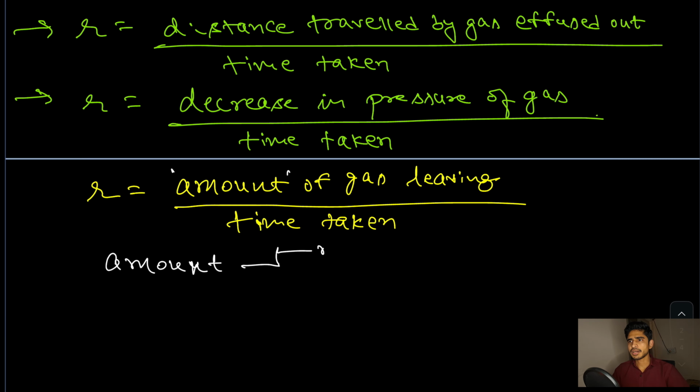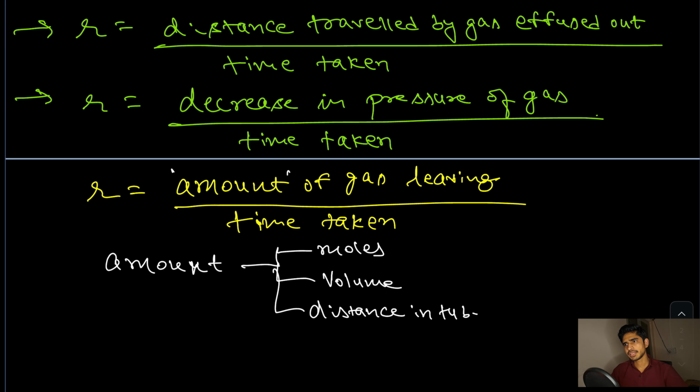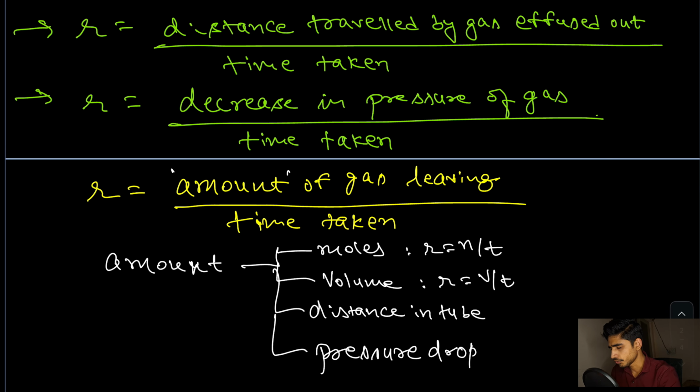So R is basically amount of gas leaving divided by time taken, that is rate of effusion. Amount can be anything: moles, volume, distance covered in a tube, or pressure drop. So these are some ways through which we can define effusion. Depending upon a problem, we can use any of these definitions, right?